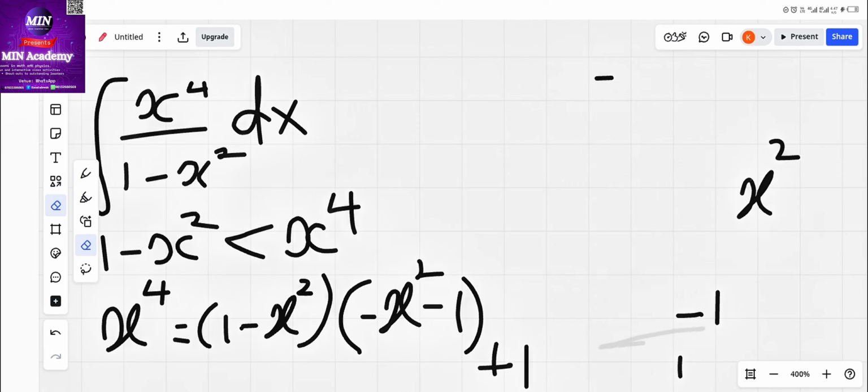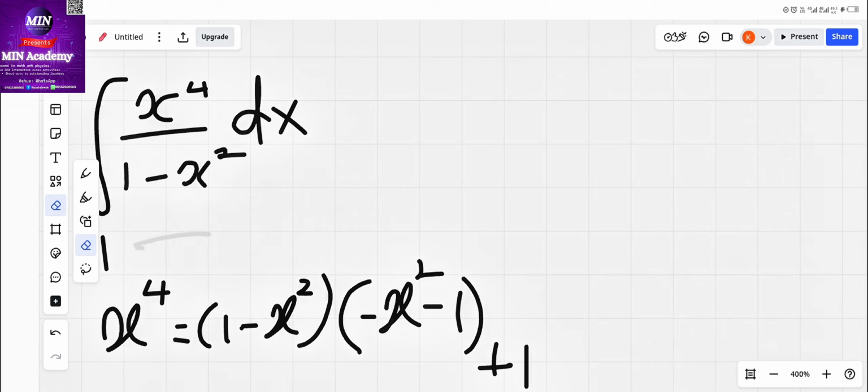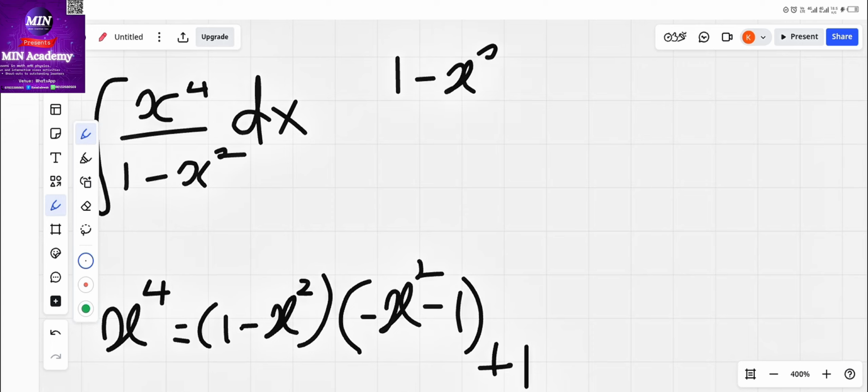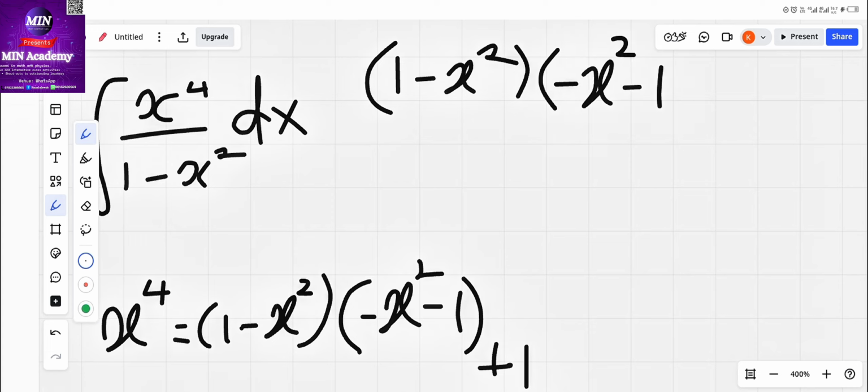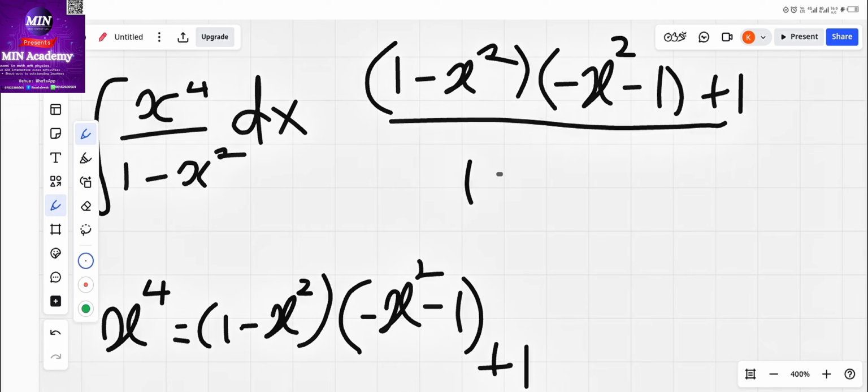Now let's erase the bracket and rewrite the integral by replacing x raised to power 4 with the divisor, quotient, and remainder. That gives us 1 minus x squared multiplied by minus x squared minus 1, plus 1 over 1 minus x squared, with the integral sign and the dx.